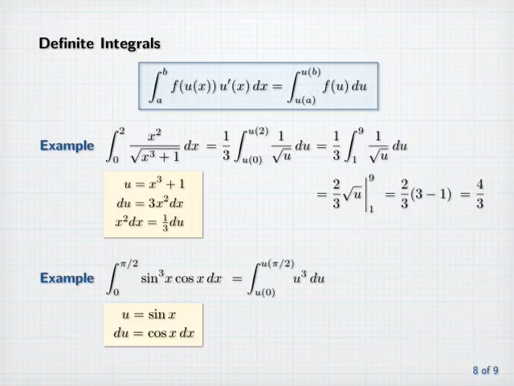When x is 0, u is equal to sine of 0, which is 0, and when x is pi over 2, u is equal to the sine of pi over 2, which is 1, and so our integral is that of u cubed du from 0 to 1. So we have 1/4 u to the 4th evaluated from 0 to 1, which of course gives us 1/4 times 1 minus 0, or 1/4.